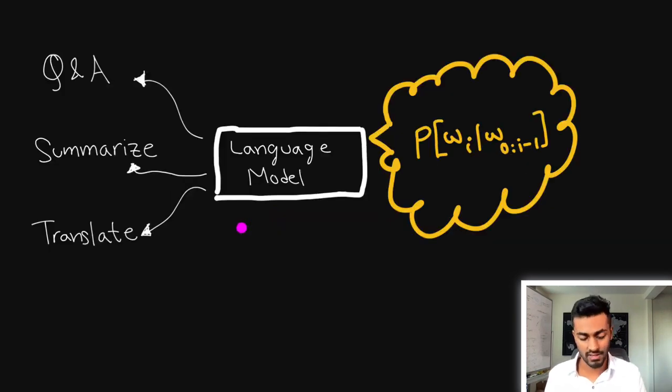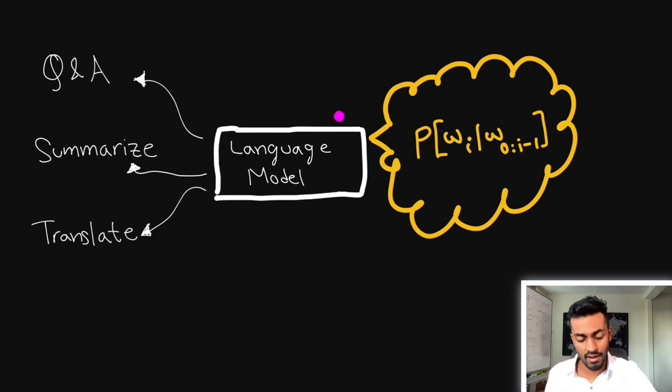So language models. Language models are models that have some inherent understanding of language in a mathematical sense. And I say in a mathematical sense because they understand a probability distribution of a sequence of words. So given some context or words that have preceded it, these language models can determine what is the most appropriate word or word token to generate next.